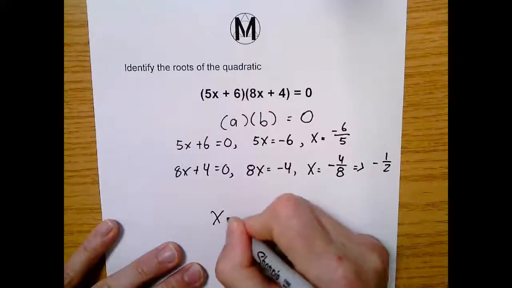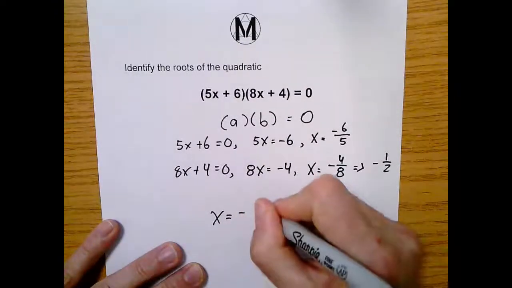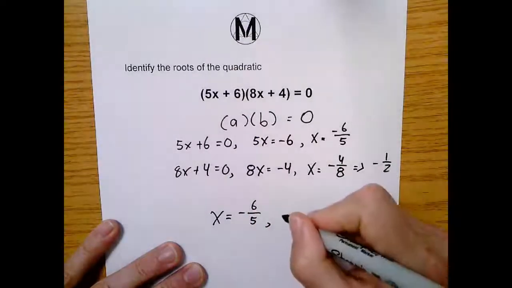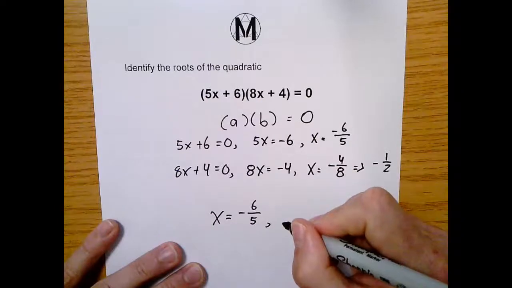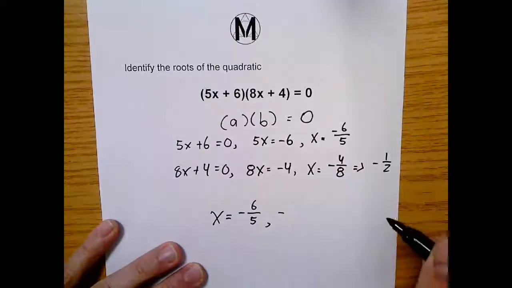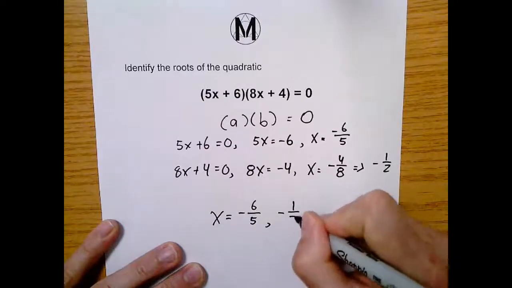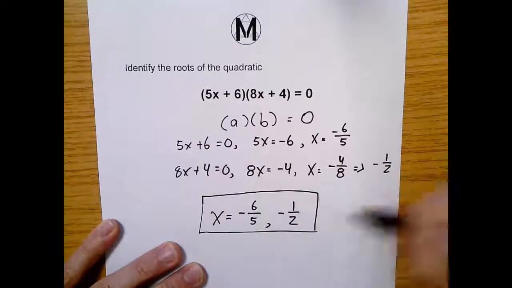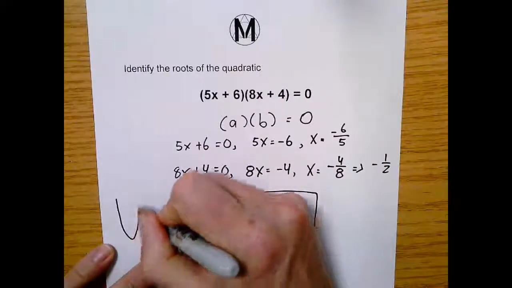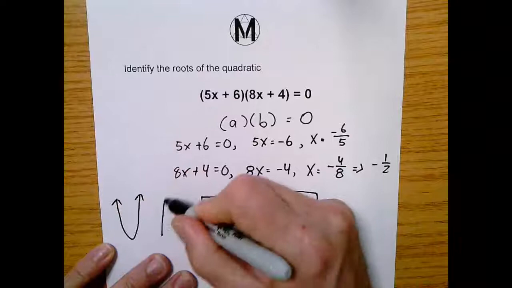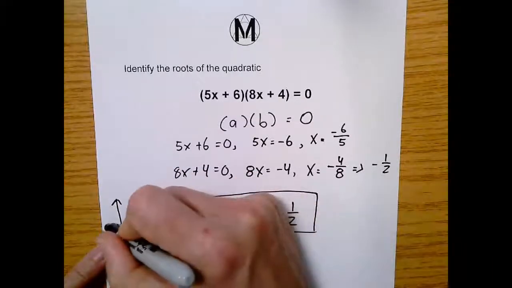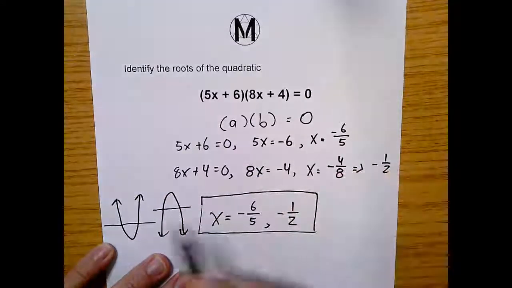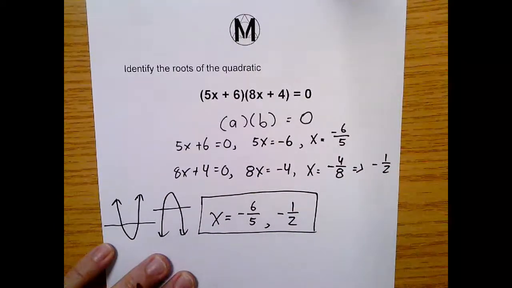It's just my x values: x is negative 6 over 5, and x is negative, sorry about that, I was just checking my positive negative signs. x is negative 1/2. And remember, there's two solutions because quadratics make parabolas, right? Parabolas look like this, or they can look like this, I guess. And so when they cross the x-axis, they're going to cross in two places, 1, 2, or maybe here, 1, 2. But the idea is this is where they cross the x-axis, okay?